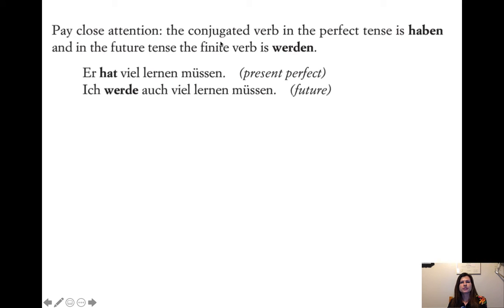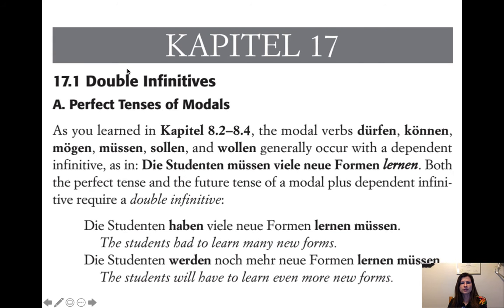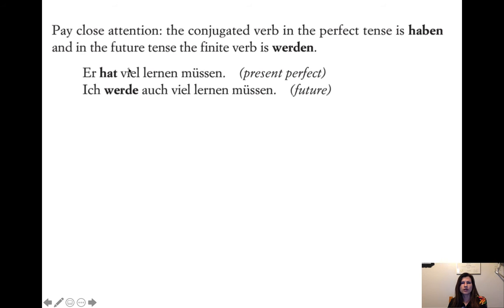Pay close attention. The conjugated verb in the perfect tense is haben, and in the future tense is werden. The finite verb, as in the conjugated verb, is werden. So here, in this last one, it was haben and werden because it's plural, the students. So you want to say they have, they will. It's just conjugated for they. So haben, sie haben, sie werden. Let's look at some with just singular.